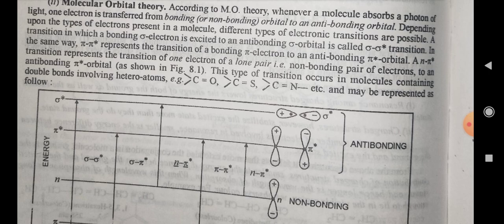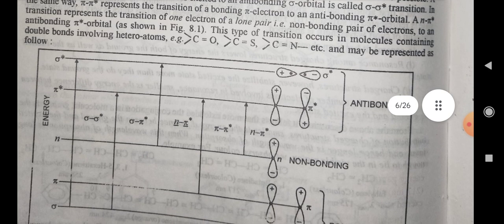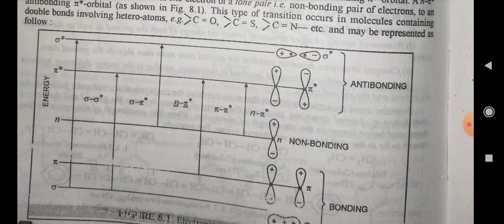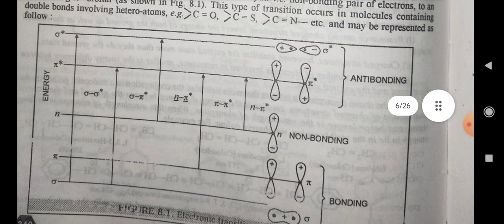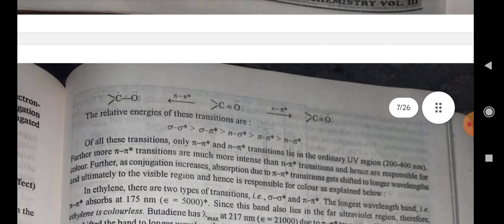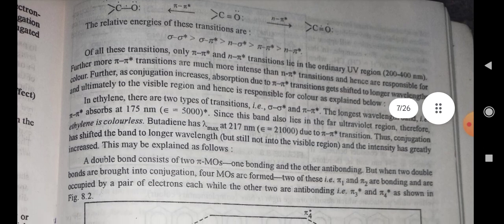An n to pi star transition represents the transition of one electron of a lone pair, that is a non-bonding pair of electrons, to an anti-bonding pi star orbital. This type of transition occurs in molecules containing double bonds involving heteroatoms: carbon-oxygen, carbon-sulfur, and carbon-nitrogen double bonds, and may be represented as follows. The relative energies of these transitions are shown.